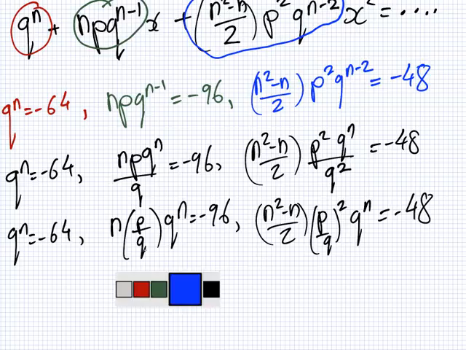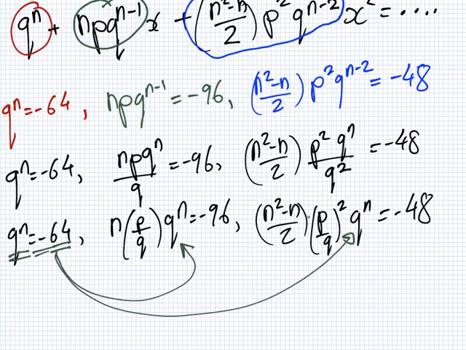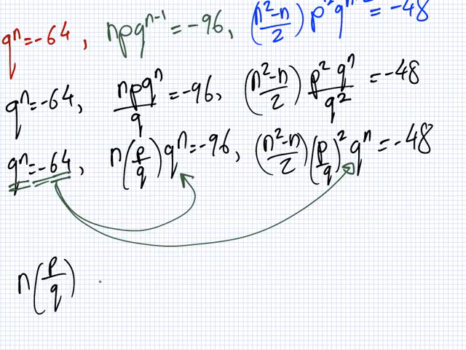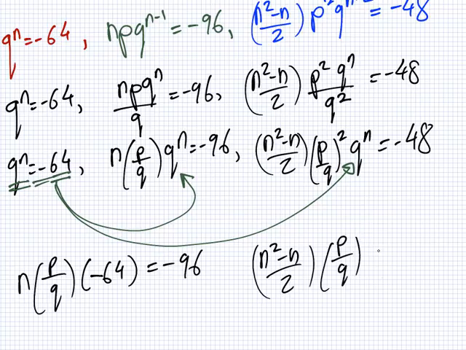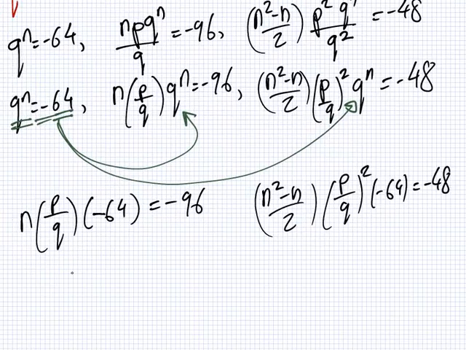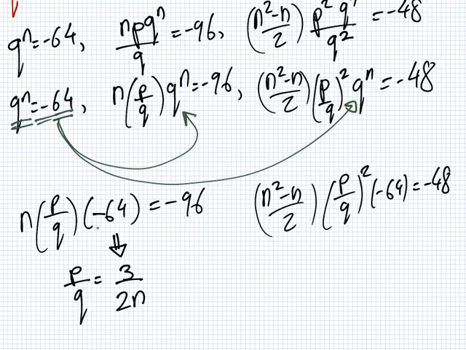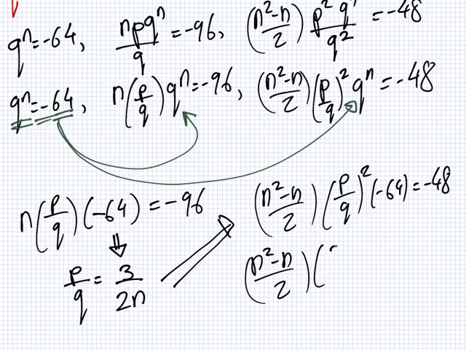Now we can substitute because q^n is minus 64. So you can put that in here, and in there. So like np over q is 3 over 2. Yeah, that's what you'll get. That is, minus 64 equals minus 96. And then here, (n squared minus n over 2) (p over q) squared times minus 64 equals minus 48. Now here you get p over q equals 3 over 2n when you rearrange this. So if you put that in here, you get (n squared minus n over 2) (3 over 2n) squared times minus 64 equals minus 48.